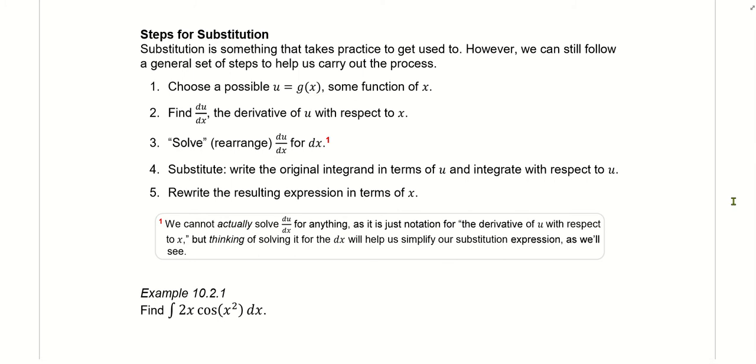There are some things that help you think about what to pick for u, but we'll do an actual example where we pick a u that's not actually going to help us, and so we have to backtrack a little bit and pick a different u. So sometimes that's what people have trouble with in substitution, is it's not a hard and fast rule for picking u.